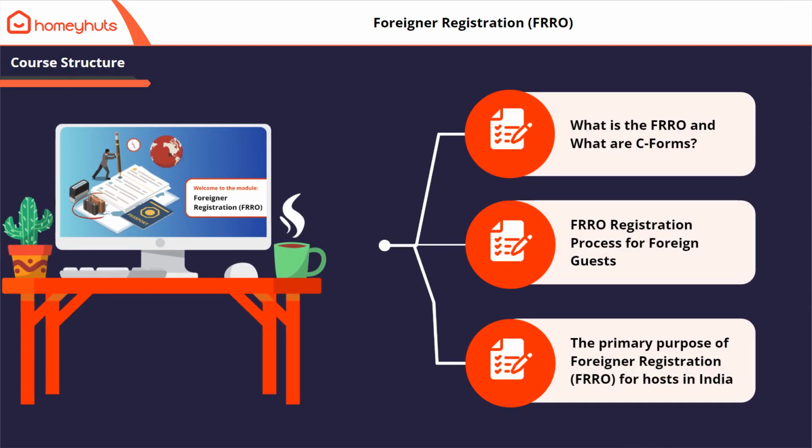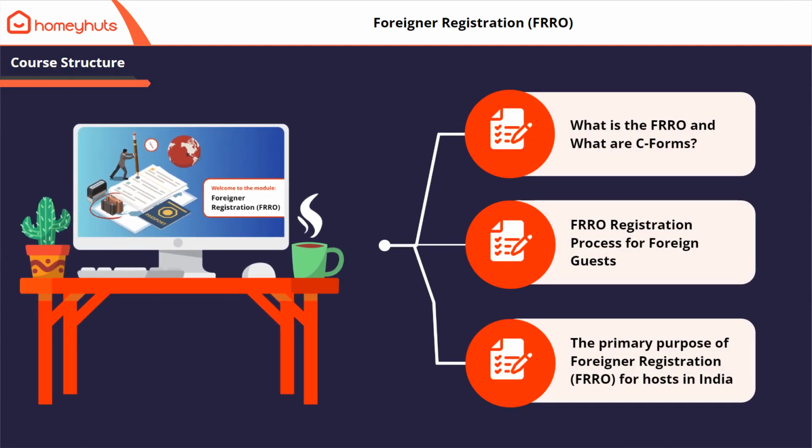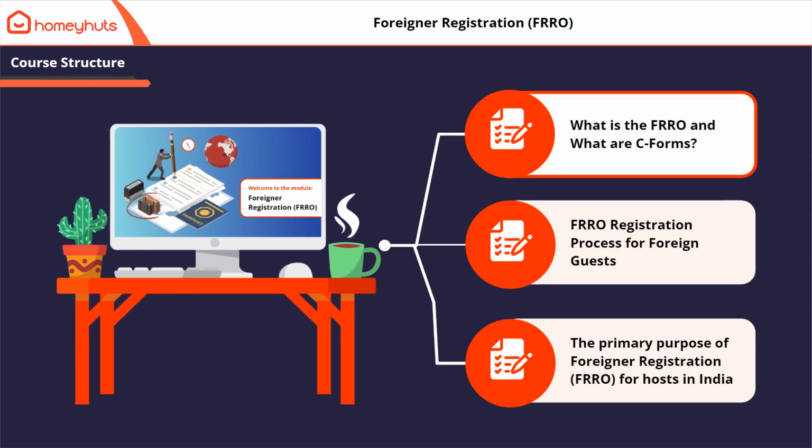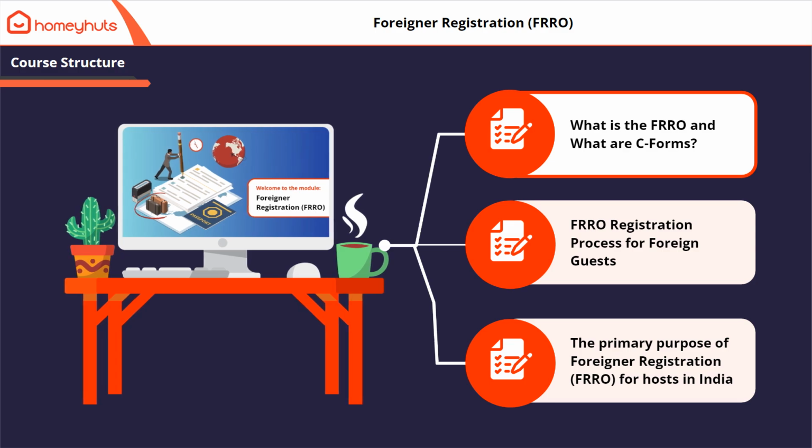This course consists of 3 modules. Let's get started with the first module. What is the FRRO and what are C forms?